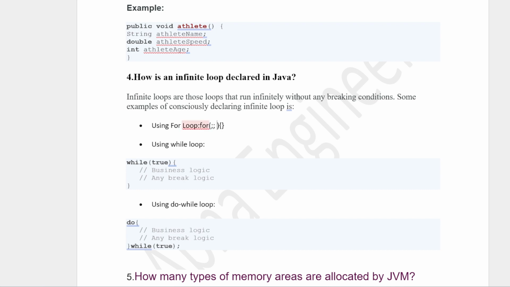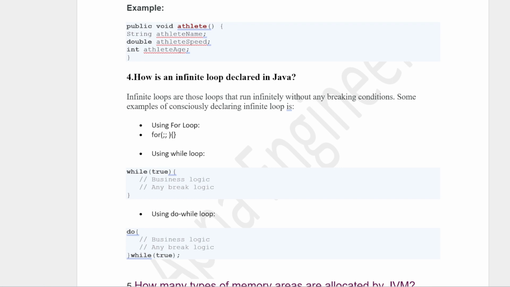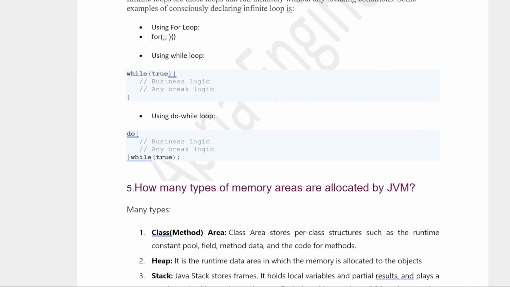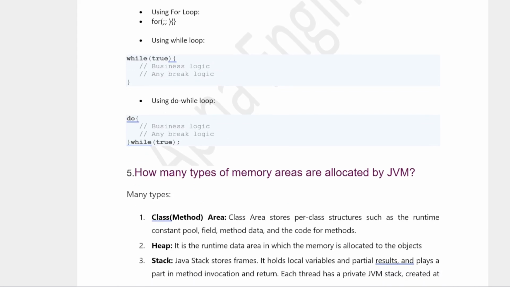This is the for loop. You can write this for loop as an infinite loop. For the while loop, you just need to give the boolean value as true, so it will not break. It will go on continuously in an infinite way. For do while, it is the same, you just need to write true.